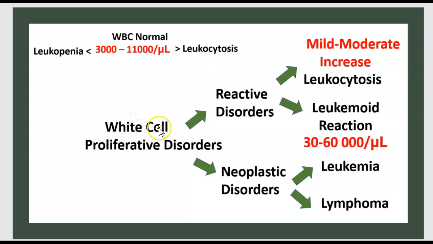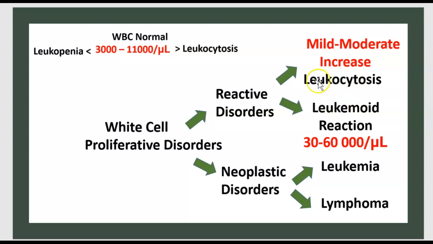There are two types of white cell proliferative disorder: a reactive disorder and a neoplastic disorder. In a reactive disorder, there are two: leukocytosis and leukemoid reaction. In a neoplastic disorder, there are leukemia and lymphoma.